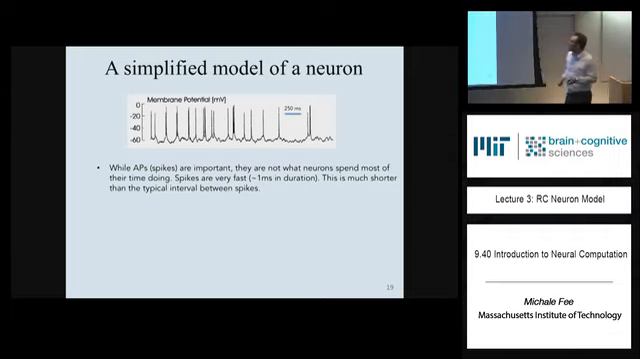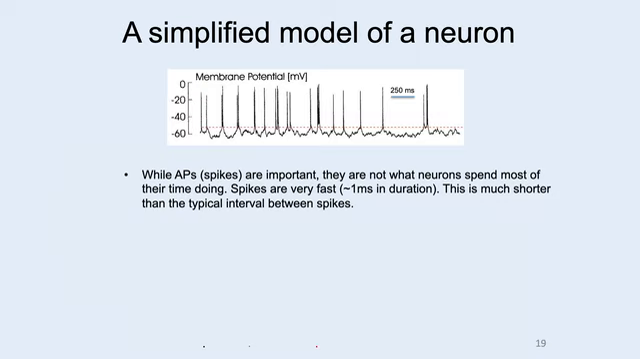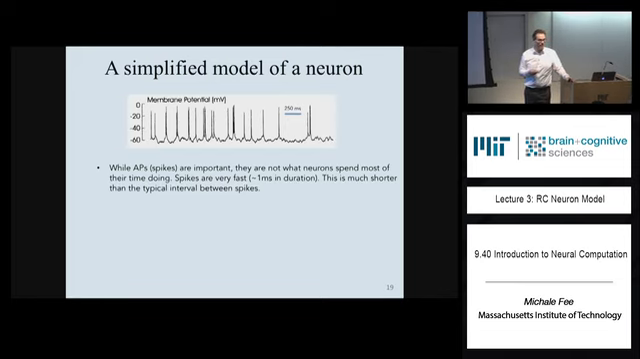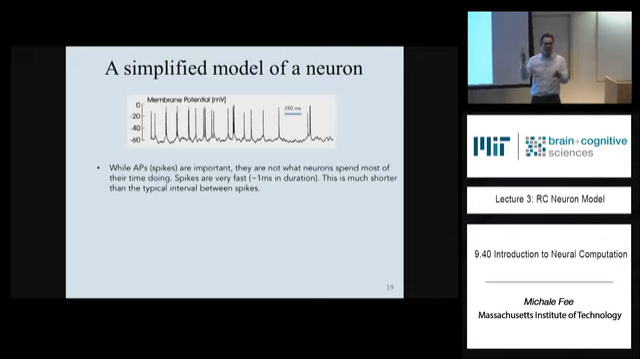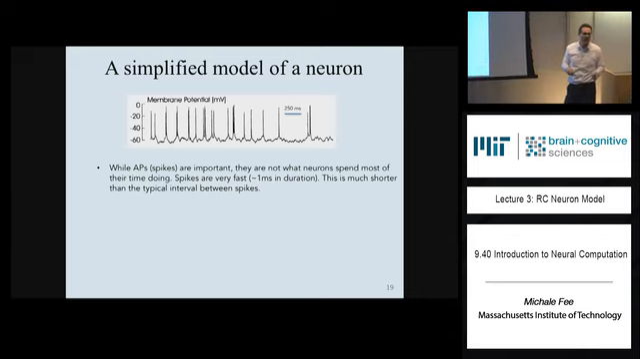Okay? So we're going to look at a model now called, not surprisingly, integrate and fire, that captures exactly that idea, that a neuron spends most of its time integrating its inputs, making a decision about when to spike, and then spiking, and then starting over again.